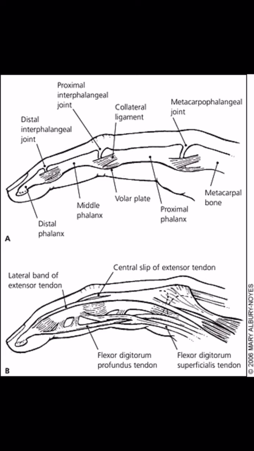The collateral ligament is composed of 2 parts: the collateral ligament proper, which is a cord-like structure, and an accessory collateral ligament. They are providing stability at the metacarpophalangeal joint. The same structures are present at the interphalangeal joints, that is the proximal and distal interphalangeal joints. But the difference is that the volar plates do not blend with the deep transverse ligament, and they prevent hyperextension, whereas the collateral ligaments are present to provide stability at the proximal and distal interphalangeal joints.